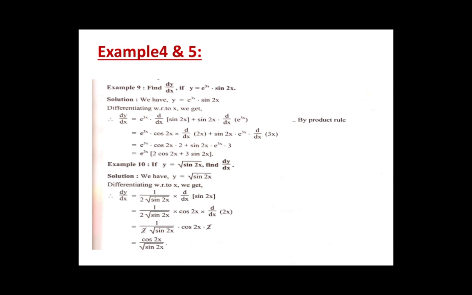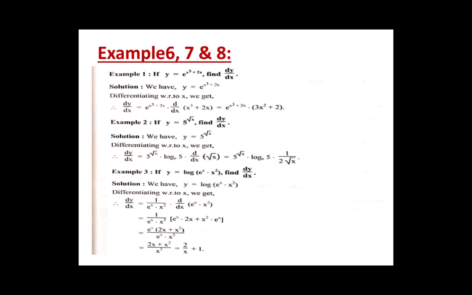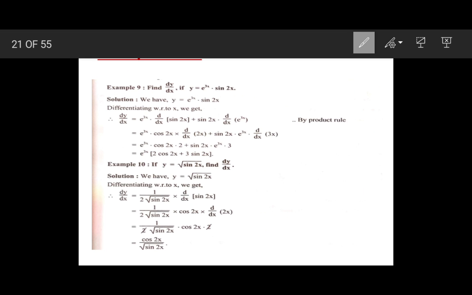Then next is find dy upon dx if y is equal to e raised to 3x into sin 2x. Now here as you can see these are two different functions, right? u is e raised to 3x and v is sin 2x, and we have to find dy upon dx for this function, which means u into v form. So first we have to apply the u into v rule.